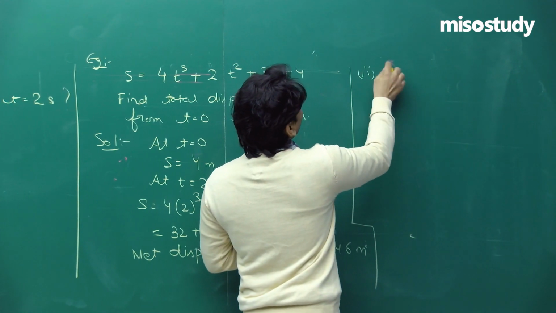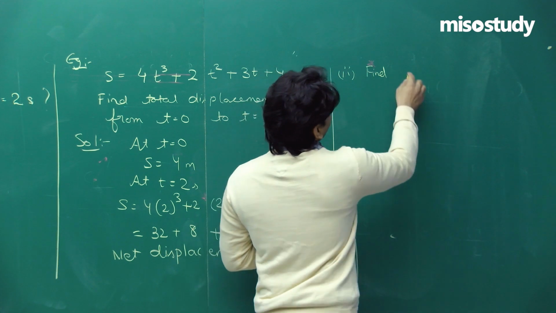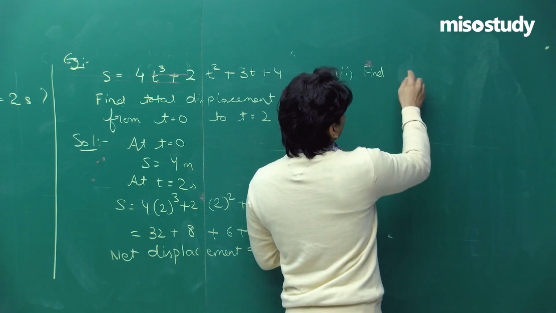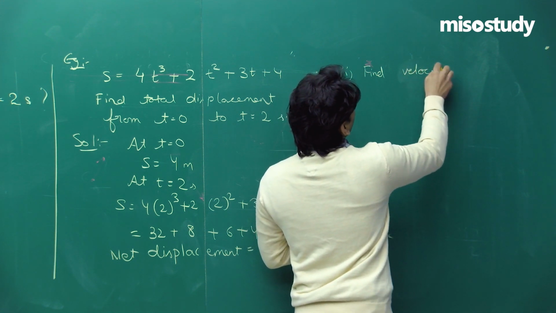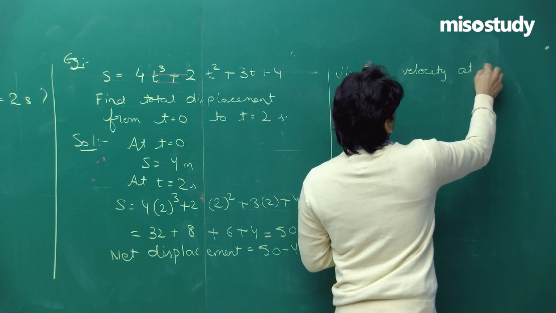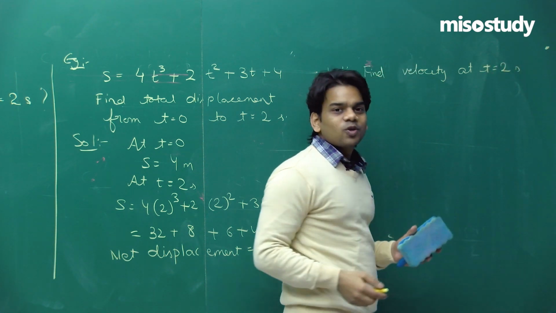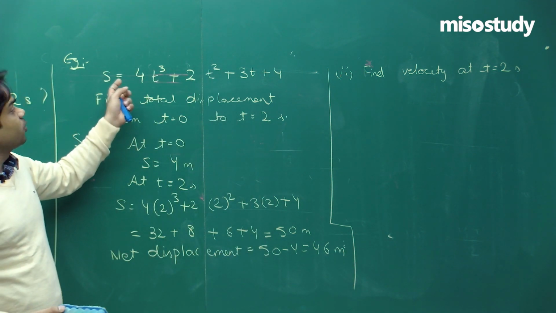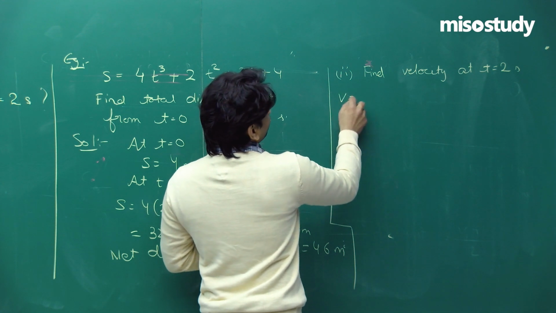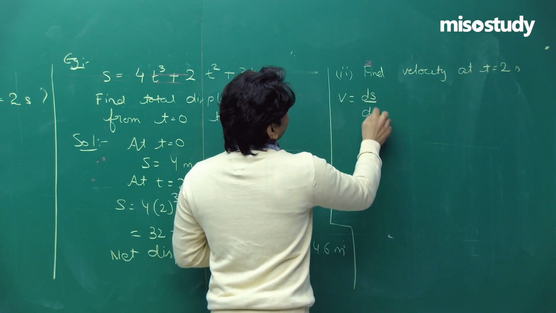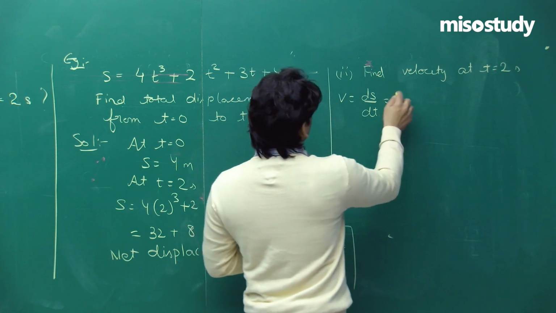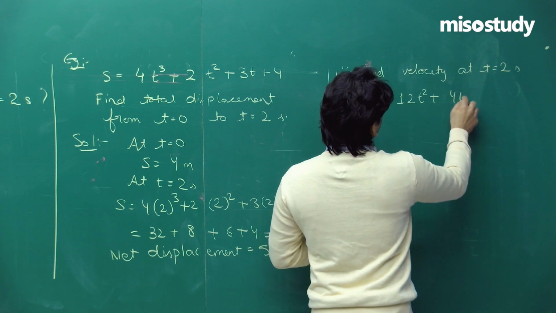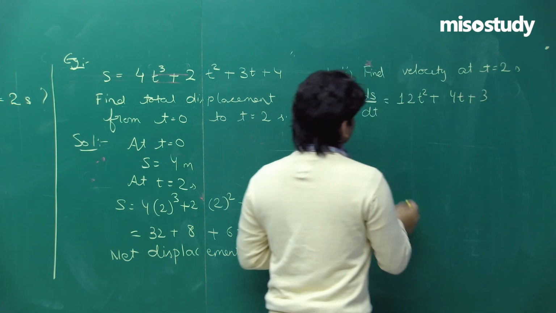Second part, find instantaneous velocity, or find velocity at t equals 2 seconds. Now to find this, what we need to do is differentiate the given equation with respect to time. You will get v equals ds by dt, and as we differentiate we'll be getting 4 into 3, 12t square, plus 2 into 2, 4t, plus 3. This is the differential value.